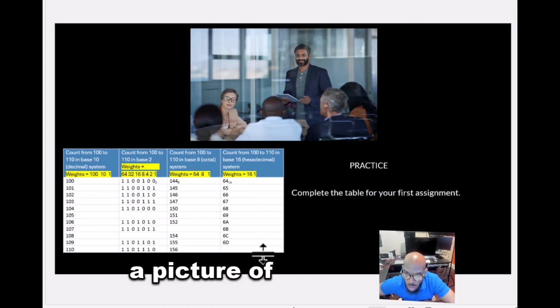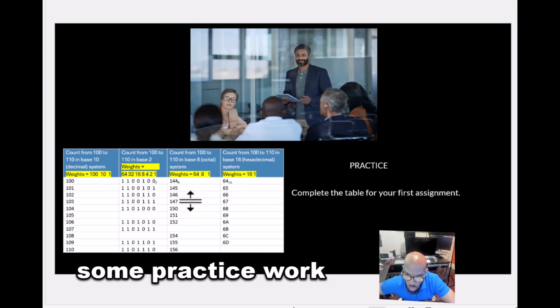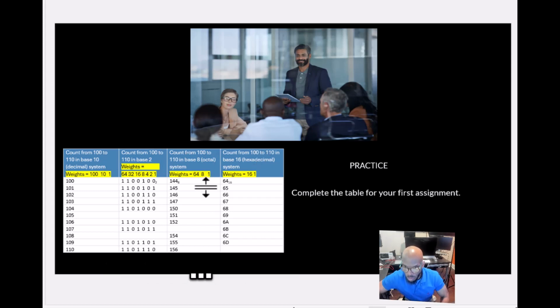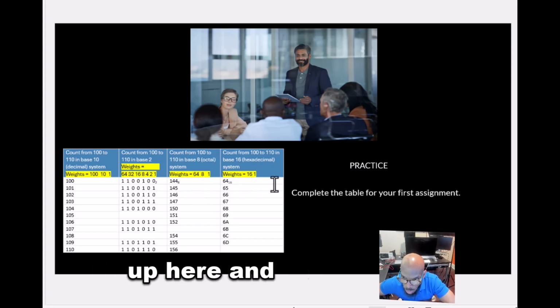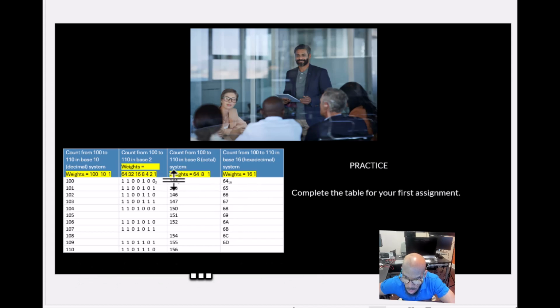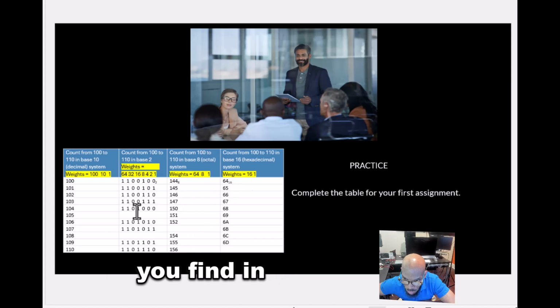This is just a picture of one of your lessons that you're going to be doing, some practice work. You're going to be learning how to count from 100 to 110 in decimal, in binary, in octal, and hexadecimal. So these are just your weights up here. Just remember what system you're in and how that made the weights. All you're doing is taking the number in that position times the weight in that position, and then adding them up. And that's how you find these numbers.